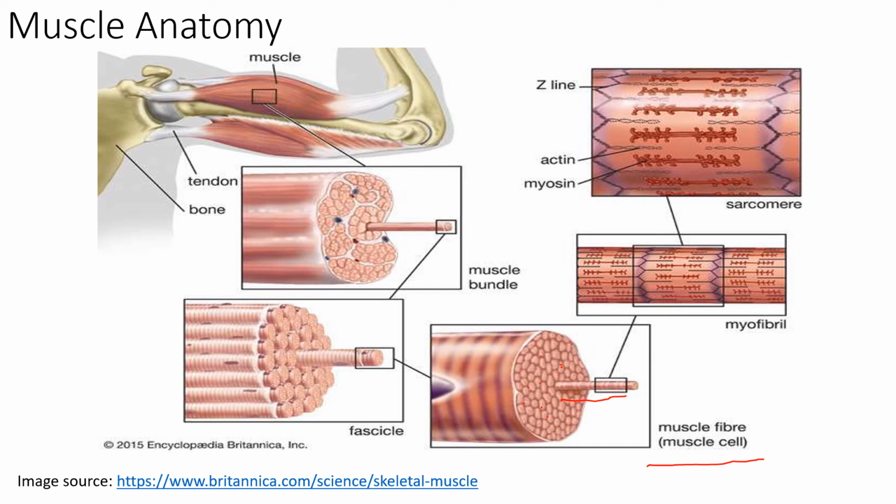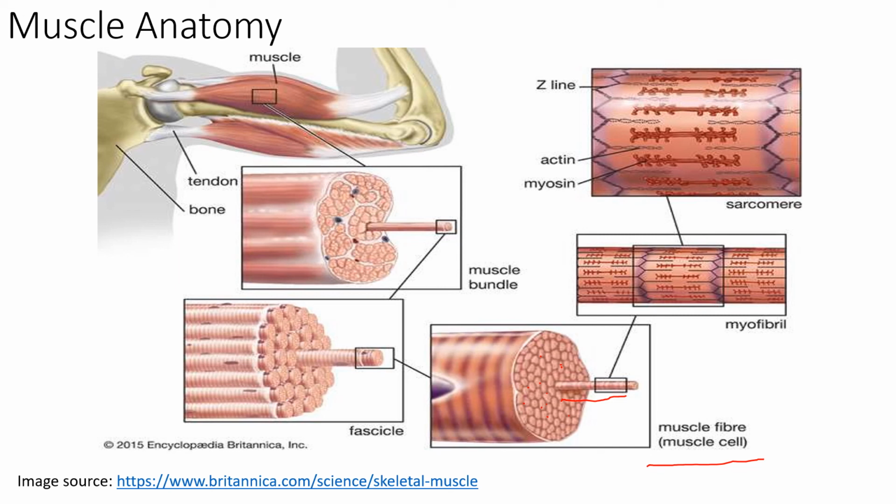These muscle cells can also then be divided into something called a myofibril. Myofibrils are then differentiated into sections called sarcomeres, and these are the smallest functional units of muscle cells. So this means that they are the smallest section of the muscle cell that can contract and have all the functions of a muscle cell.